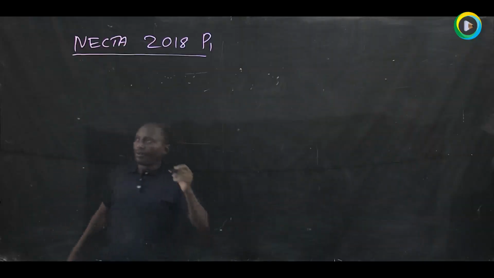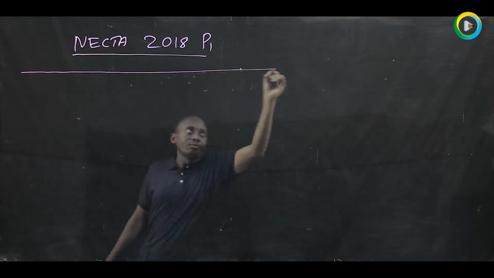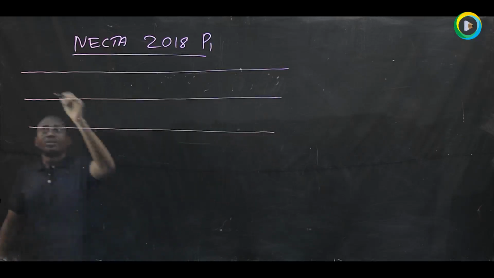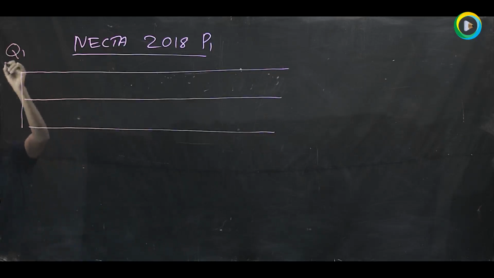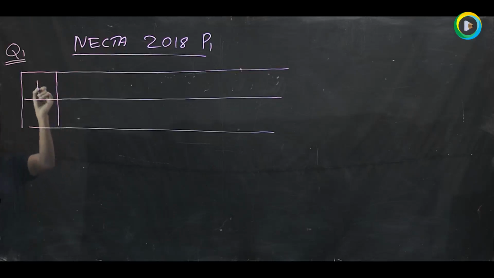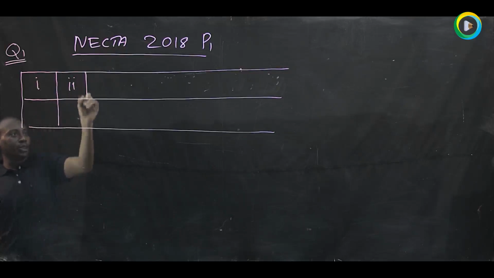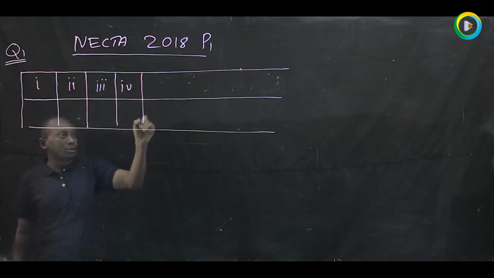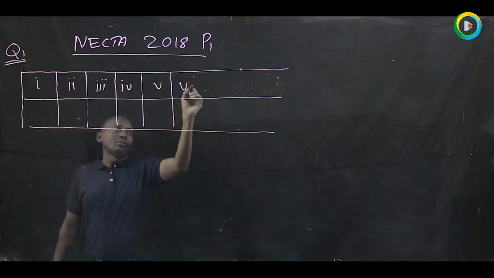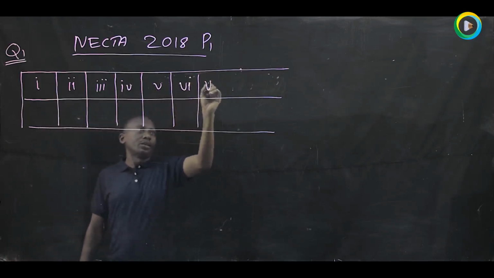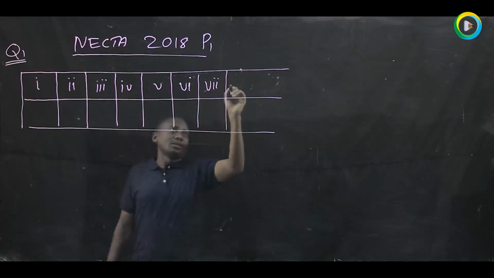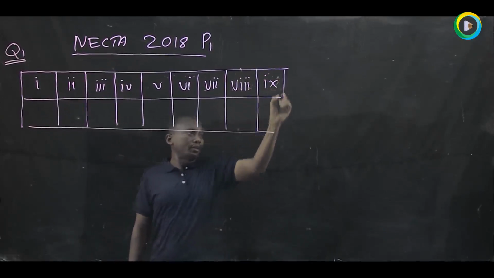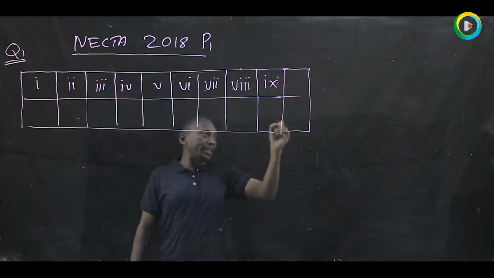in answering this question, first of all, you are required to draw a table like this. Question number 1. See, this is question number 1 here. This is Roman 1. Roman 2 is here. Roman 3 is here. Roman 4. Here you have Roman 5, Roman 6, Roman 7. You have number 8. Here you have number 9. And lastly, you have number 10.